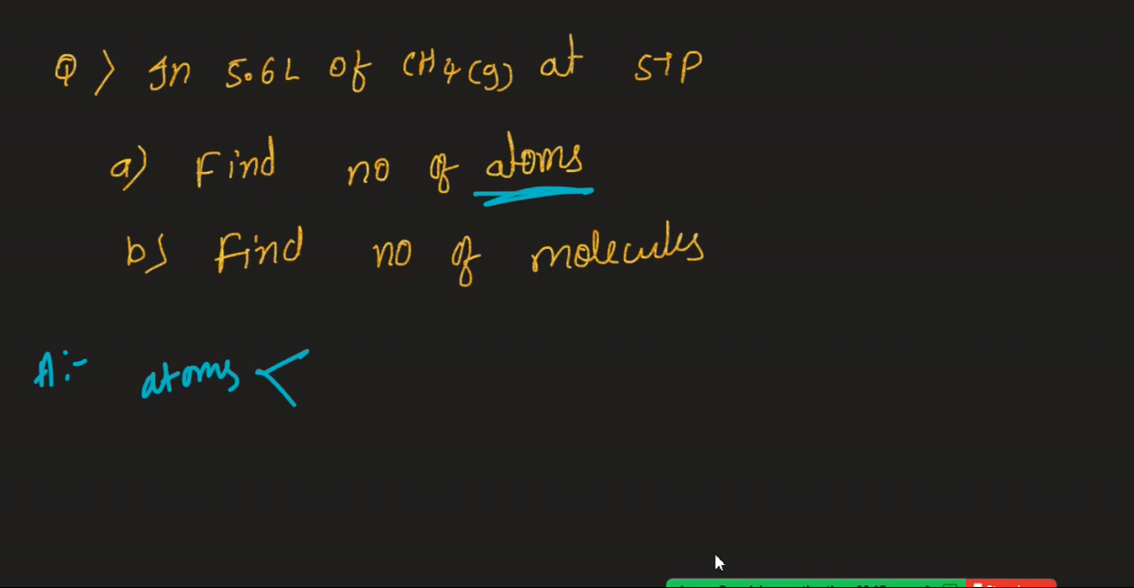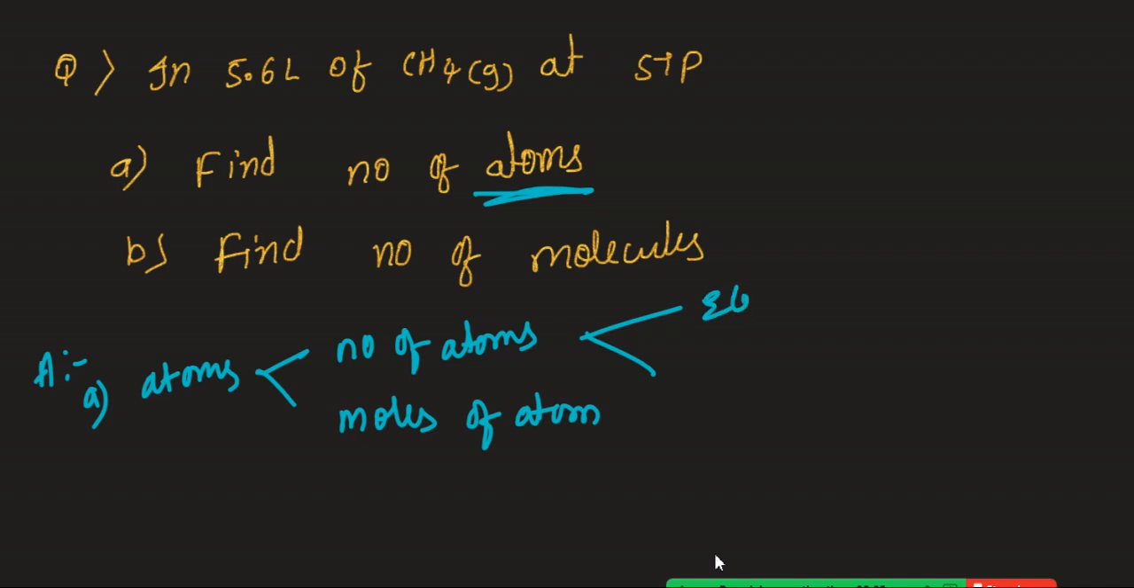Now for atoms, two types of questions will be there. What are those two types? They may ask you the number of atoms question, or the question belongs to moles of atoms. If it is a number of atoms question, it is further divided into two types: it may be an element question or a molecule question. If it is an element question, what is the formula? N into Na. If it is a molecule question, then the formula is N into Na into atomicity.